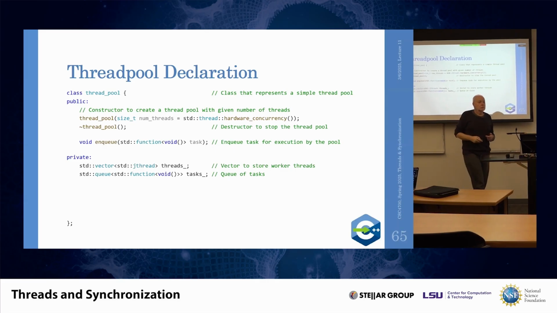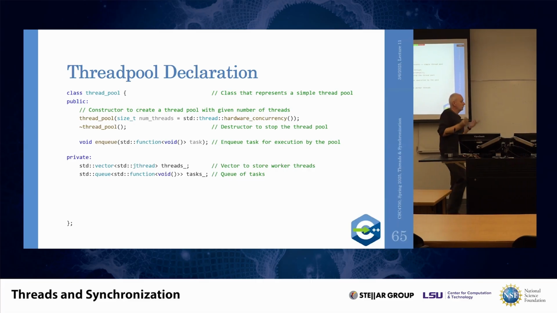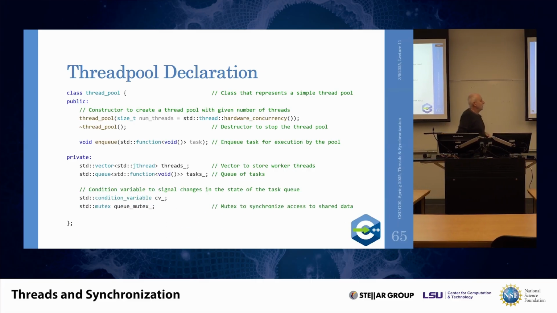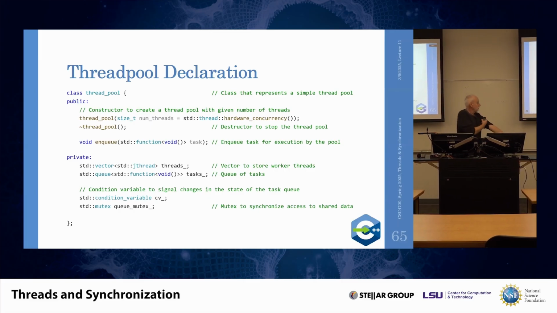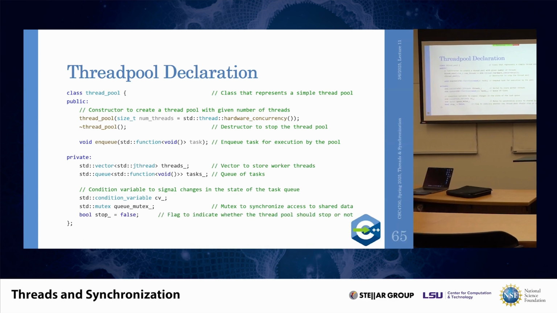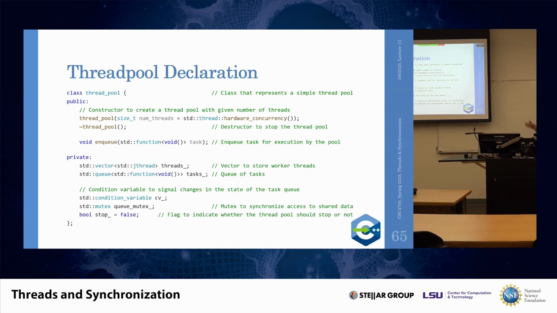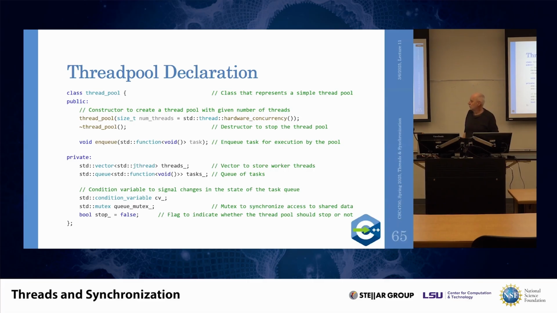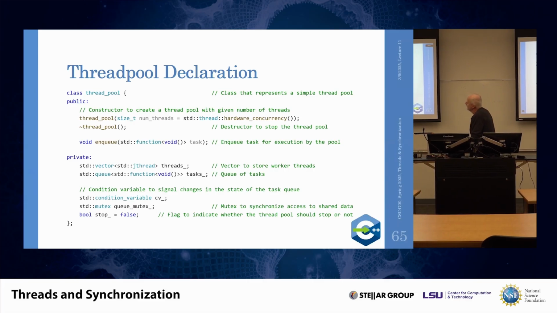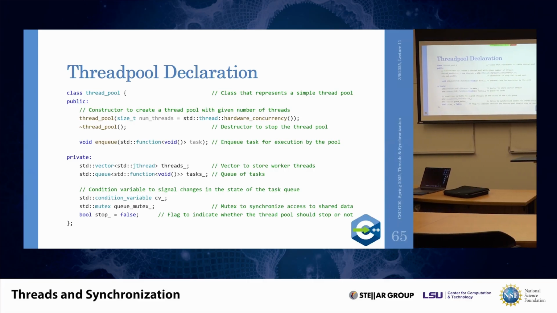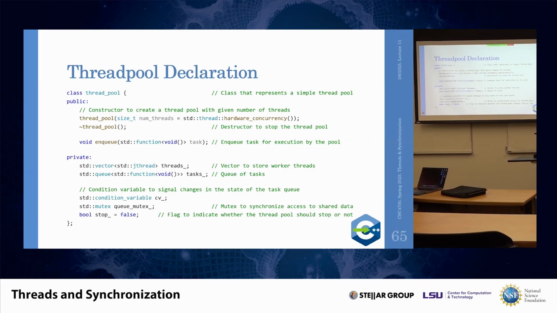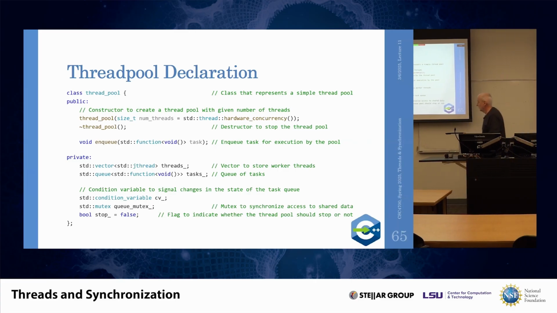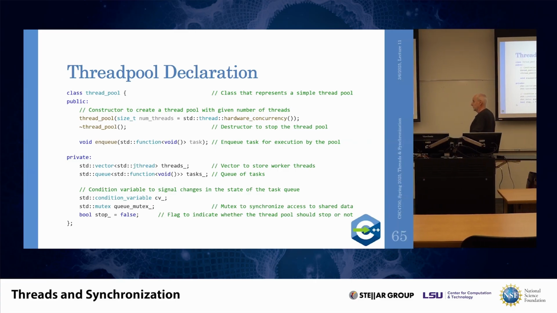Our tasks are std::function of void parentheses. We need a condition variable and a mutex in order to coordinate between the threads, in order to wake up threads. And we need a bool which tells us, hey, we are done running, stop the whole thing, go home. Okay? Any questions so far? No? Okay, let's implement those functions. And you will see that they are relatively easy to implement. Surprisingly easy, actually.